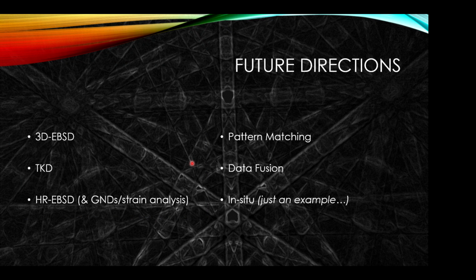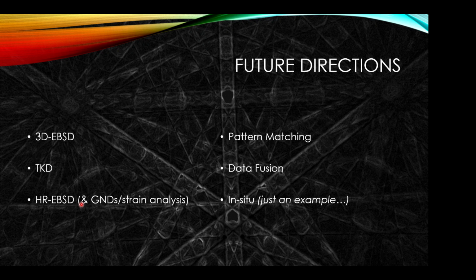So the future directions, we're going to look briefly at three-dimensional EBSD, so how you can combine serial sectioning in EBSD. We're going to look at a different geometry called transmission Kikuchi diffraction that is effectively doing EBSD on a TEM foil that gives you higher spatial resolution. I'm going to show you a little bit of high angular resolution EBSD, which enables you to look at the evidence of plastic strain and to measure the variations in elastic strain.